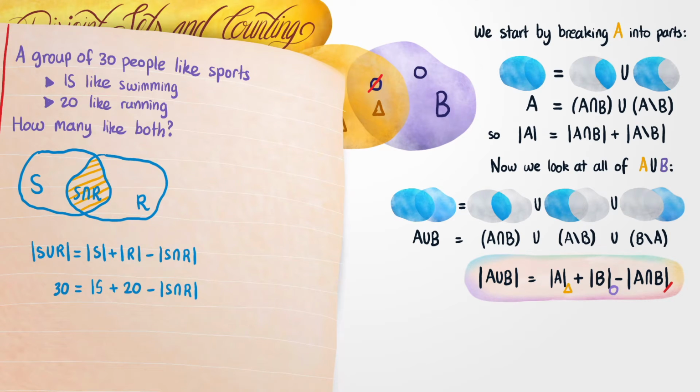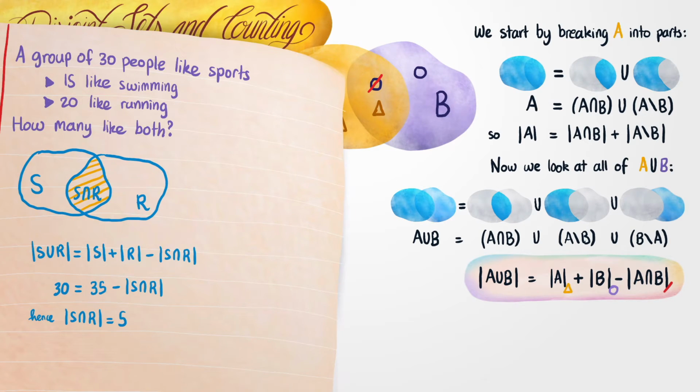And we know that 15 plus 20 is the same thing as 35. And therefore, if 30 equals 35 minus some number, then that number has to be the number 5, right? So that means 30 equals 35 minus 5, and therefore S and R is equal to the number 5.